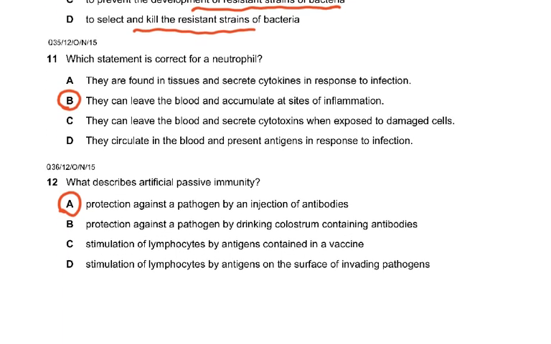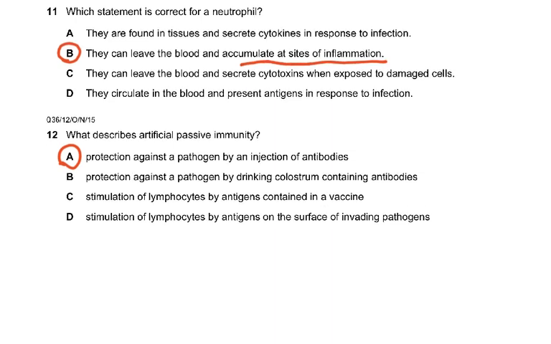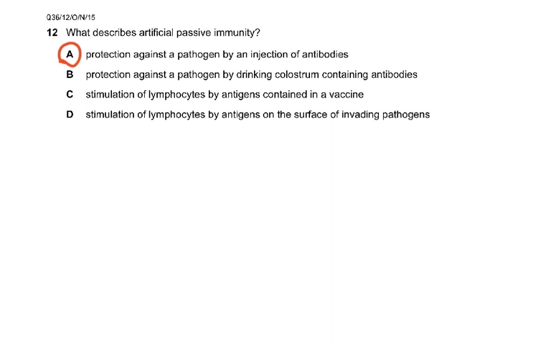Then it says which statement is correct for a neutrophil. Now, this is maybe a chapter from the other chapter. They can leave the blood and can accumulate at the sites of inflammation. So this was the answer to this. What describes artificial passive immunity? I'm sorry, some of the questions are from the immunity chapter.